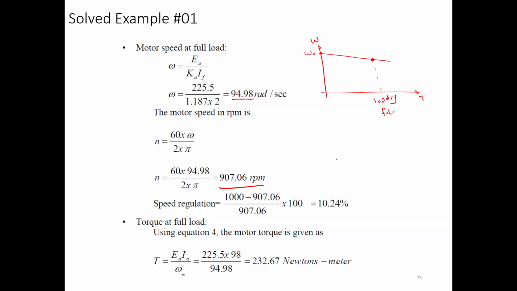So speed regulation, guys, is like the same concept of the voltage regulation: no load volt minus full load volt divided by full load volt. So here is the same: no load speed minus full load speed divided by full load speed. Since in DC motors, or not only in DC motors, in all motors, no load speed is going to be higher than full load speed. So all of the time, the speed regulation is going to be a positive value.